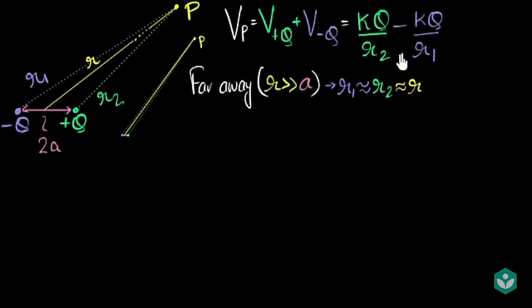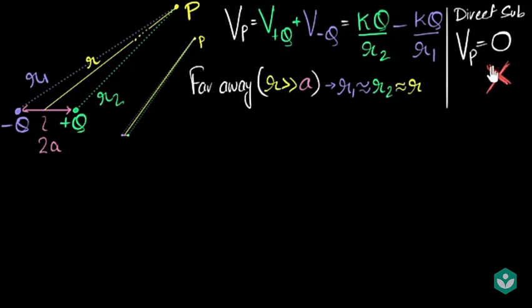So now comes the question, can I somehow use this over here? My first thought would be, since we want an approximate value, let me just substitute r1 as r and r2 also as r. What will I get? The denominators become the same, I subtract, and I will get zero. So direct substitution gives me the potential at point P to be 0, and that is wrong.